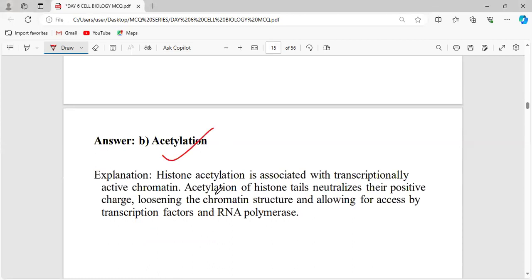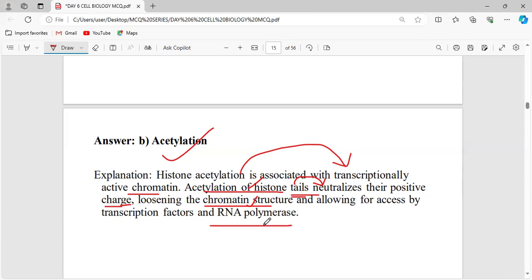Acetylation is the name of the post-translational modification. It is associated with transcriptionally active chromatin, that is euchromatin. Acetylation of histone tails neutralizes their positive charge. By neutralizing this positive charge, it loosens the chromatin structure. So what makes heterochromatin convert into euchromatin? This modification. What is that? Acetylation.